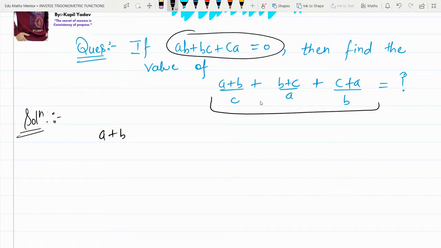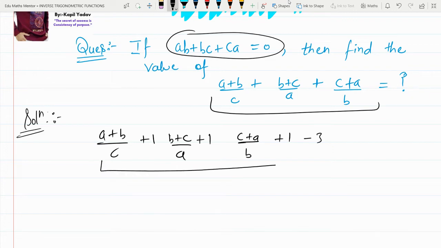(A plus B) by C plus (B plus C) by A plus (C plus A) by B. Okay. Now what I am doing, I am adding 3 and subtracting 3. Okay. And this plus 3, I am writing as plus 1, plus 1, and plus 1. Okay. Now in this particular expression, I am solving this.